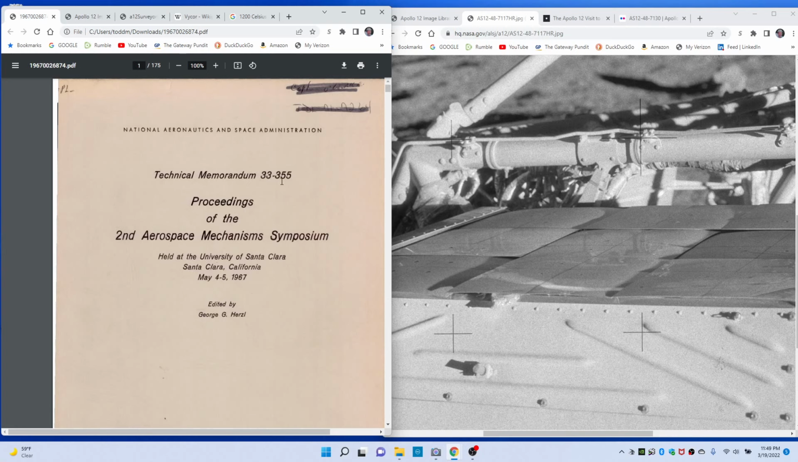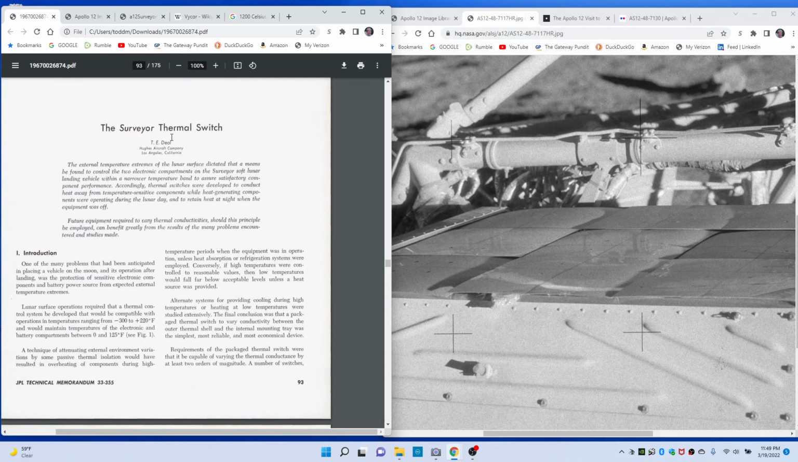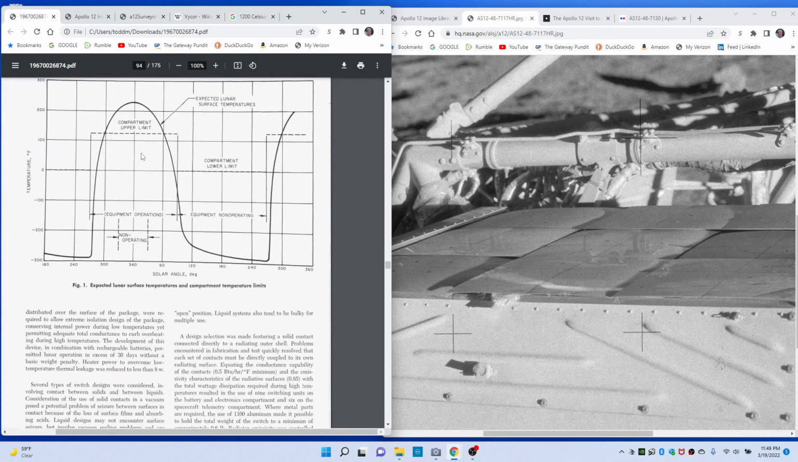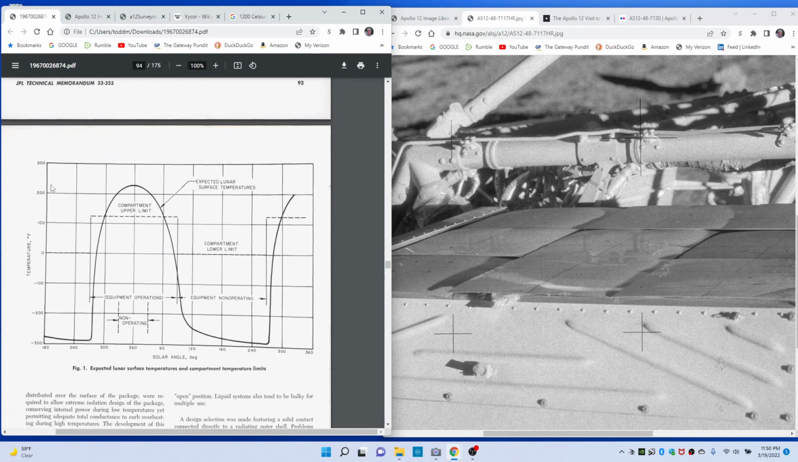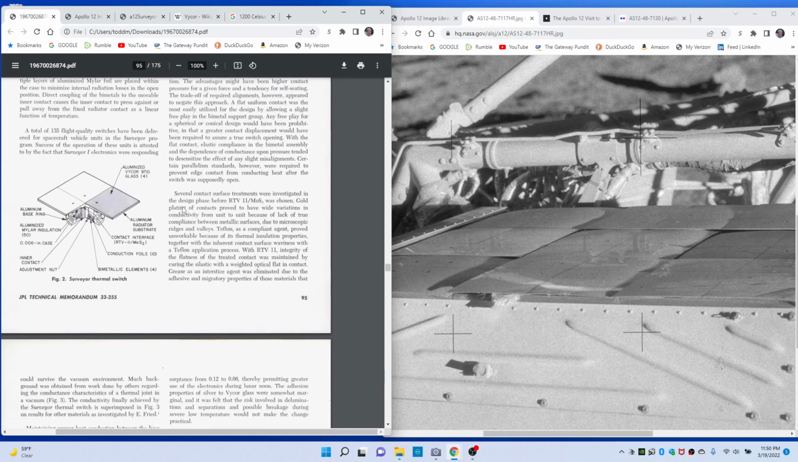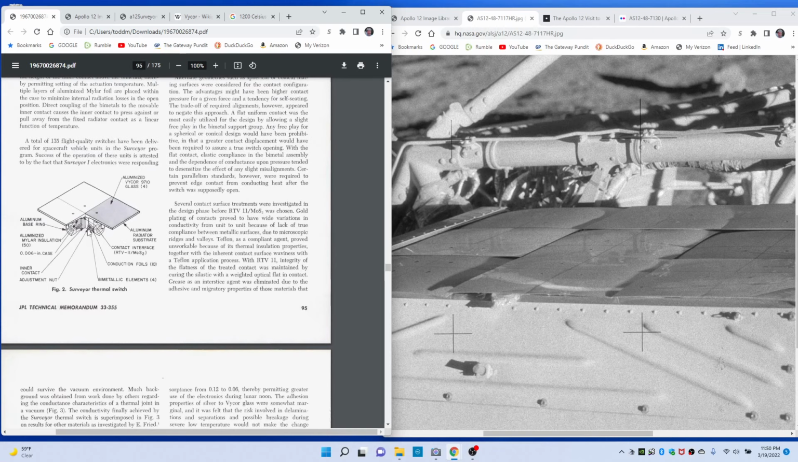Technical Memorandum 33-355 from NASA. They're talking about the Surveyor thermal switch, keeping it below a certain temperature. The surface of the moon, they were predicting, would get up to 230 degrees, and they wanted to keep it below 120, and they did it by using a mirror on the top of this thing. This is not a mirror. And this is just showing a diagram of this switch that they designed. Didn't work very well, actually stuck. But it actually had four pieces here. And there were actually nine of these switches on here. 1, 2, 3, 4, 5, 6, 7, 8, 9.